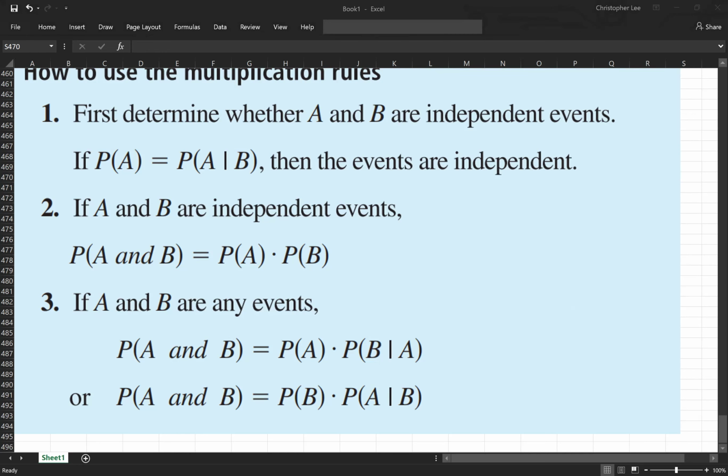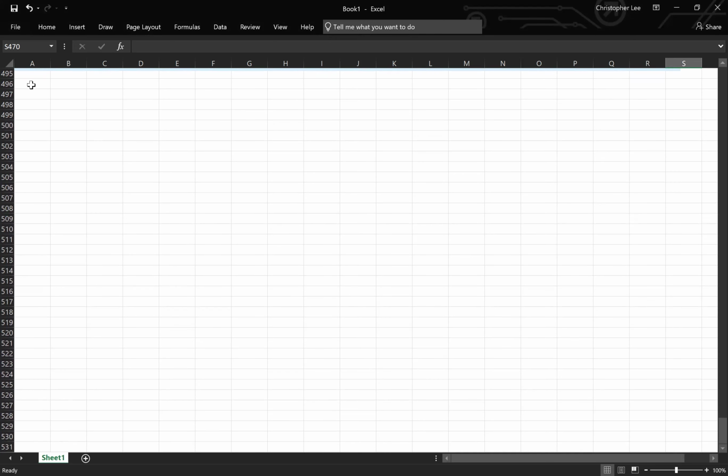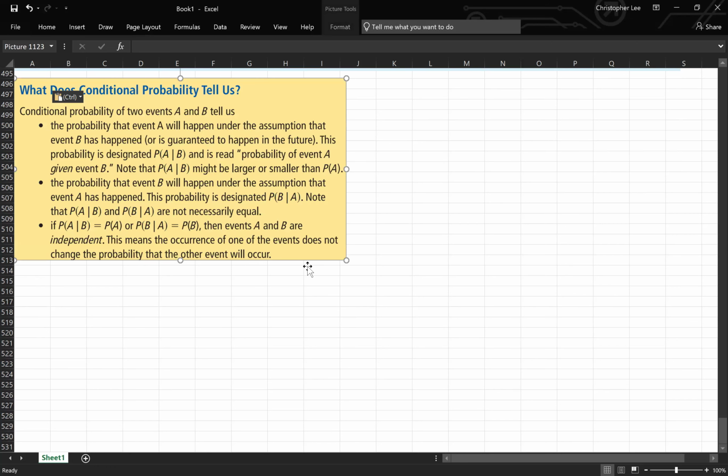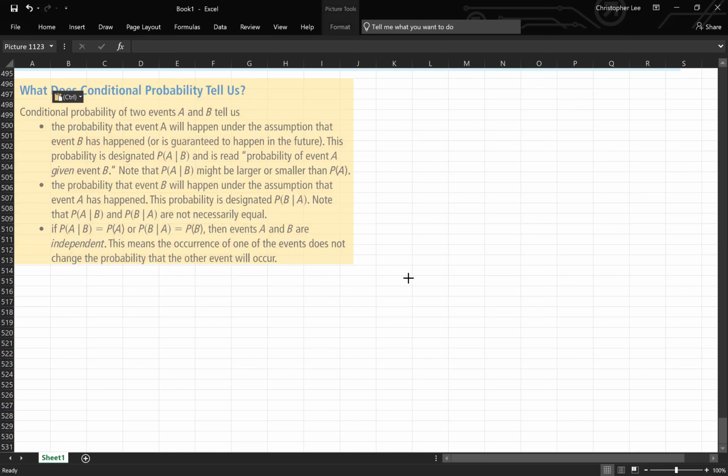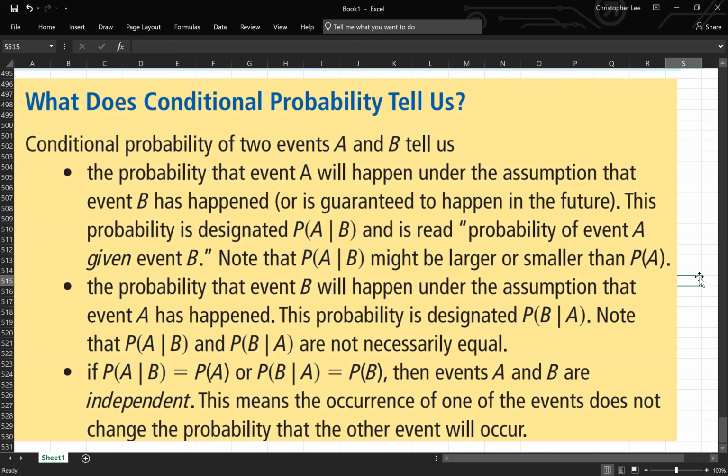Before I jump into the next example, I want to give y'all the meaning behind all of this, because if you're on your test and you forget, maybe the meaning will come back and help you. So real quick, what does conditional probability tell us? Conditional probability of two events A and B tells us the probability that event A will happen under the assumption that event B has happened or is guaranteed to happen in the future.